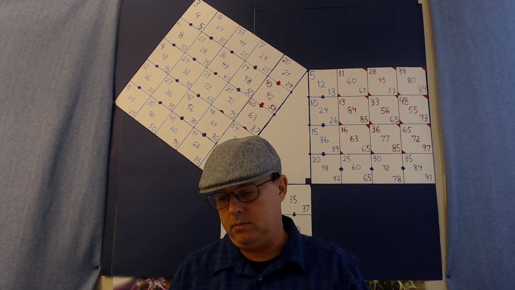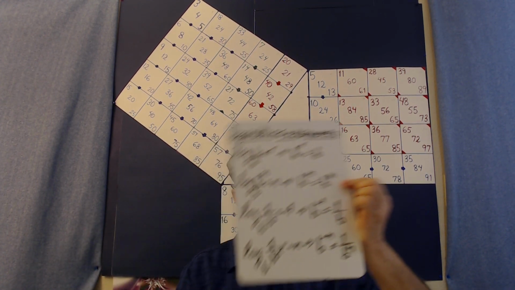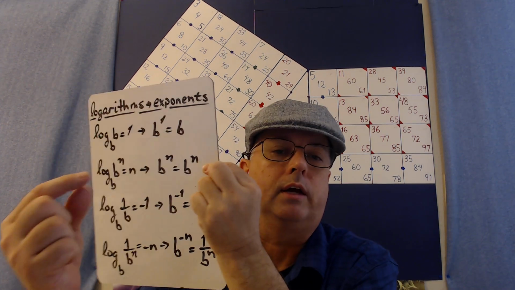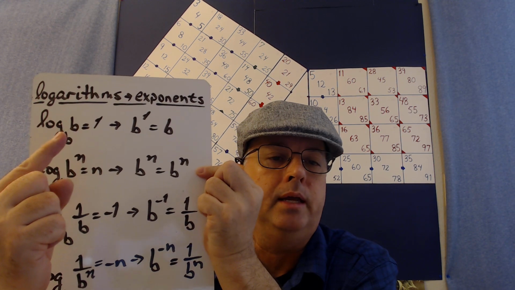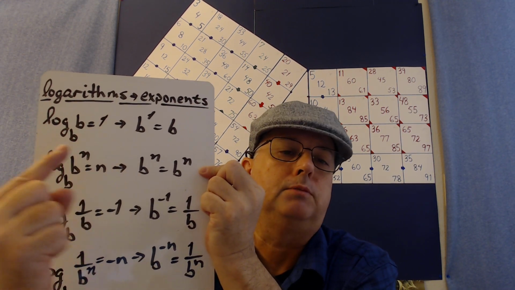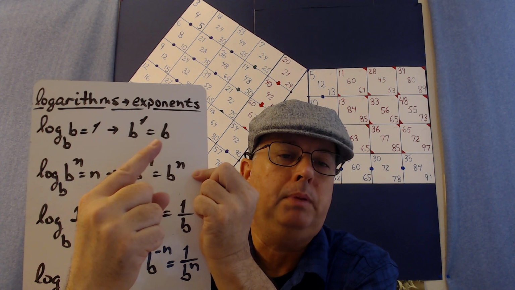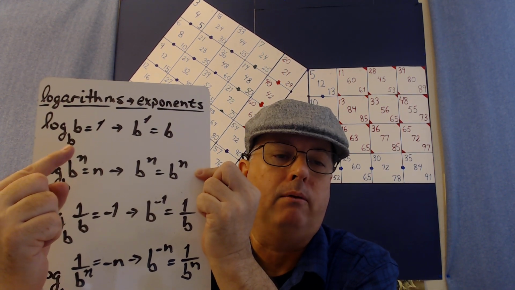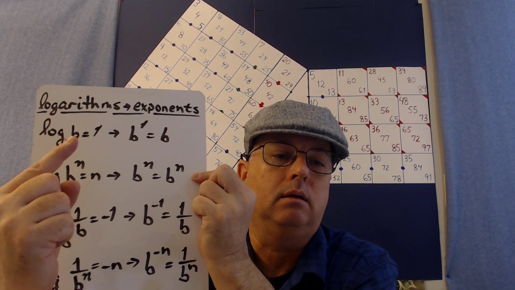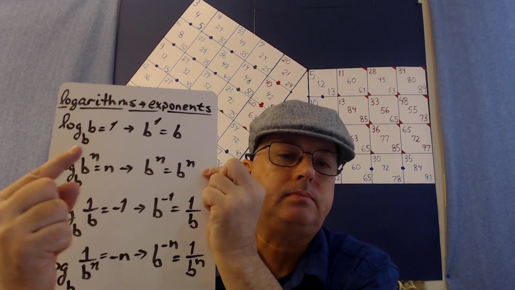And now we also have been talking about properties of exponents and logarithms. So let's look at this list of properties of exponents and logarithms. Here we have log base b of b is 1. And that's because b to the first is b. So the logarithm is asking, what is the power that makes b become b? Well, it's the first power that makes b become b.